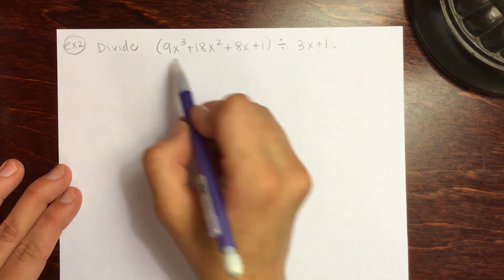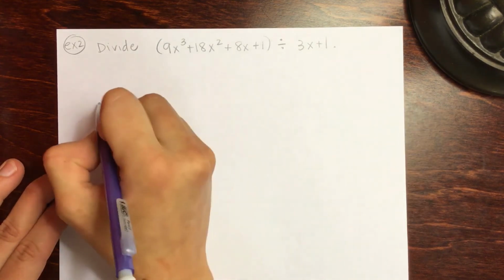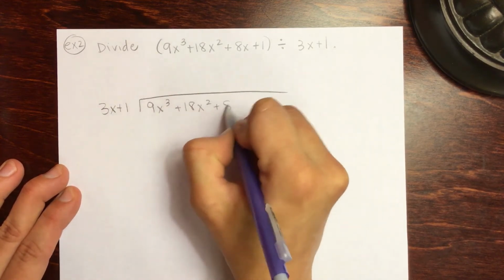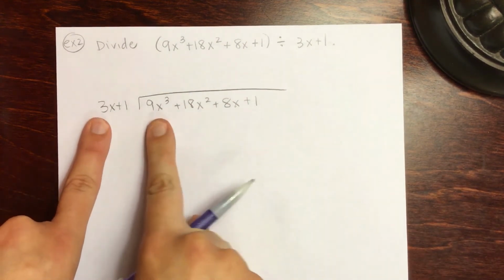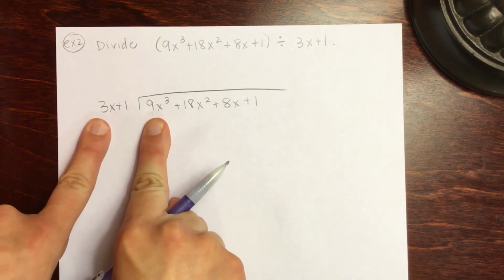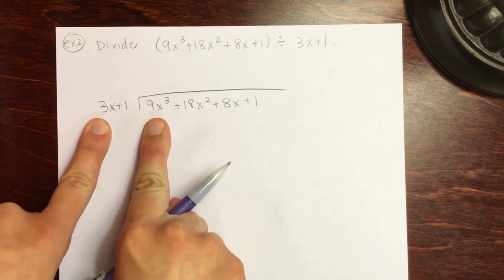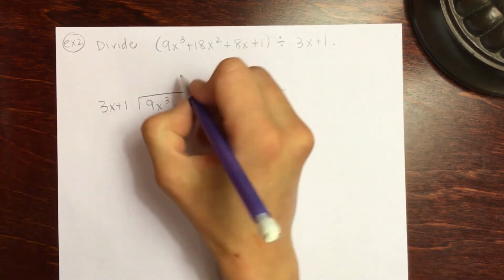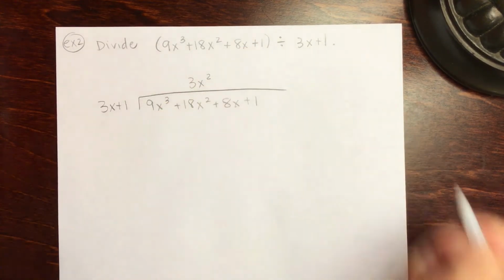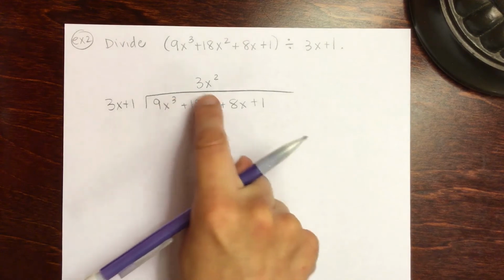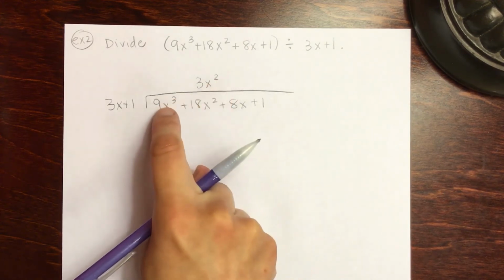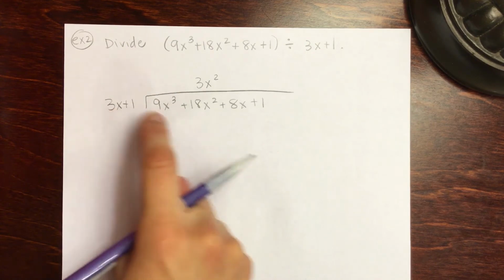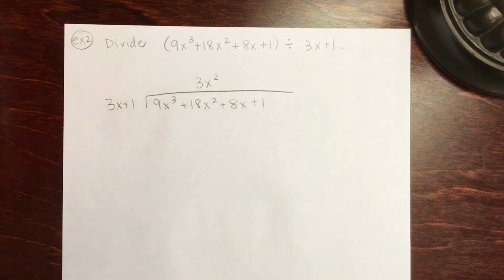All right, let's divide this by 3x plus 1. Okay, 3x times what gives me 9x squared? 3 times 3 gives me 9, and x times x squared gives me x cubed. So that would be a 3x squared. Generally, it's going to be 1 degree less than what's under here, as long as this is to the first power. If it was squared, then it would probably be 2 degrees less.